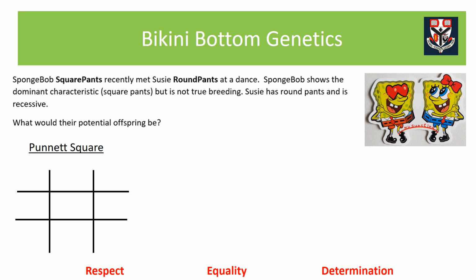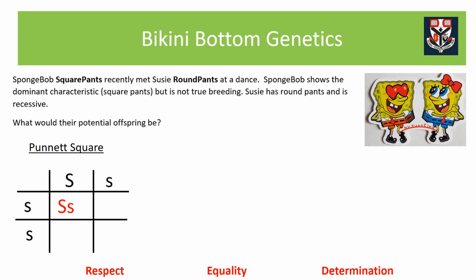To solve this problem, we need to use a Punnett square. We have to identify the genotype of SpongeBob and Susie. SpongeBob is dominant, but is described as not true breeding. So it means his genotype is big S, small s. Susie is recessive, so she is small s, small s.